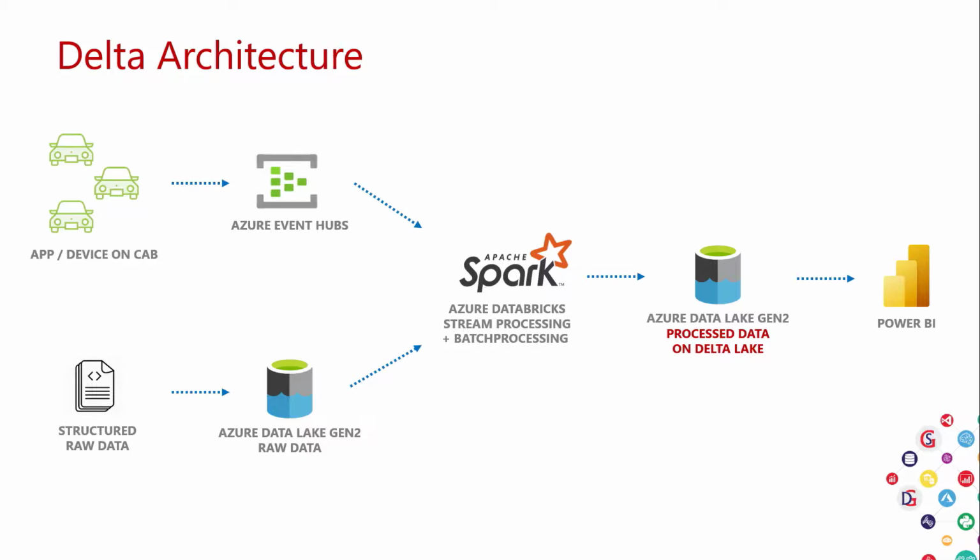So what you can do here, you can extract the data from Event Hubs, process it using stream processing, and then store it into Delta Lake. You can also extract the raw data from, let's say, files or some other place. Then you can do batch processing as well, and store it into the same tables in the Delta Lake, which means you can use the same set of files to store your streaming data as well as batch data.